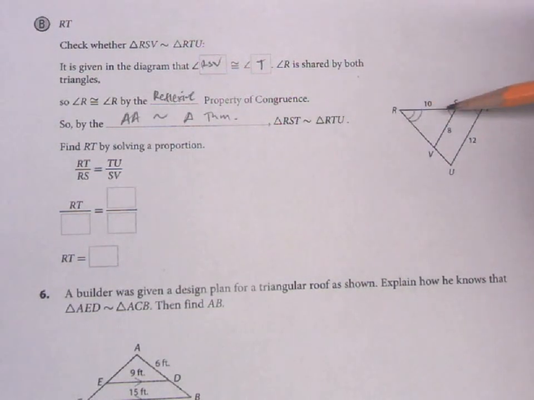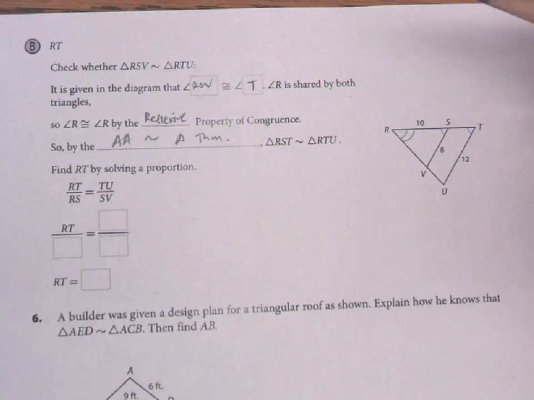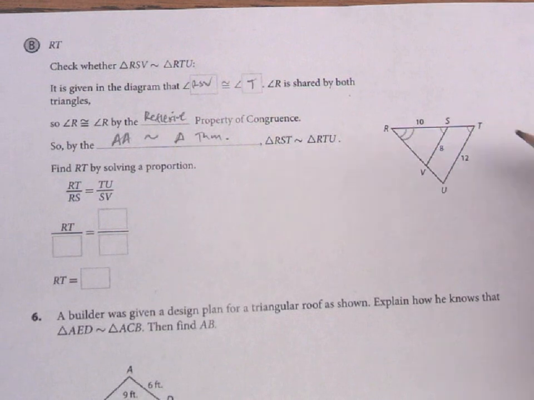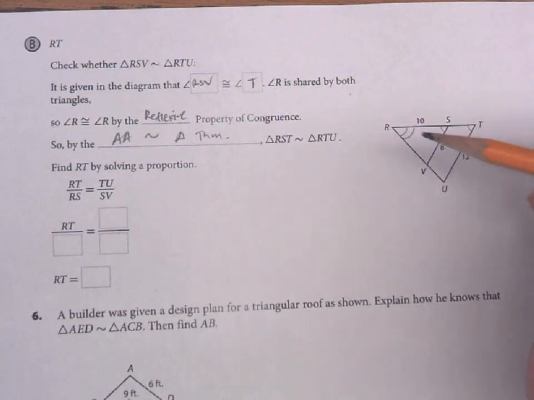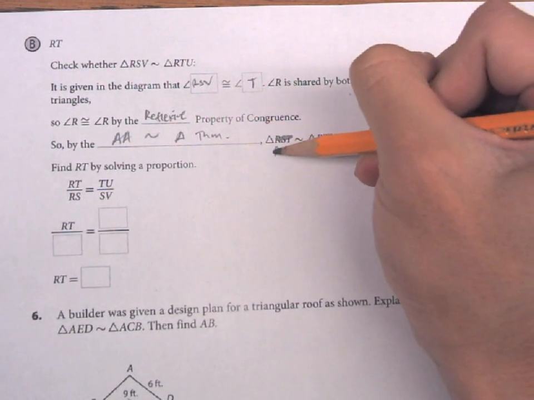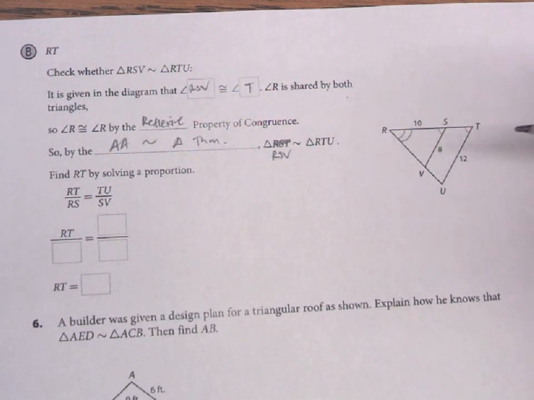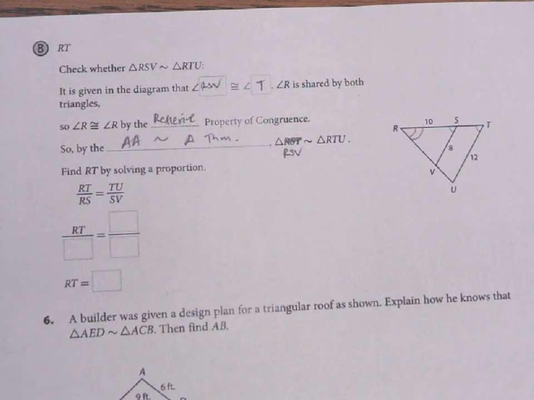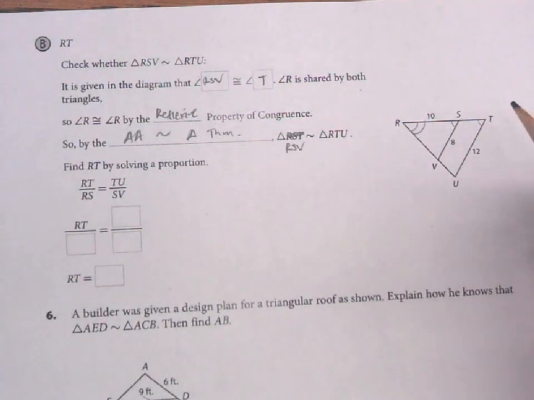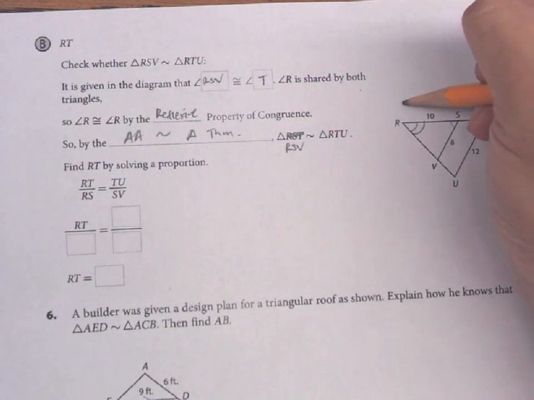So triangle RST. I think that's an error. I think it should be RSV. RSV is similar to RTU. Okay? So in order to solve for RT, you're trying to find this length here.